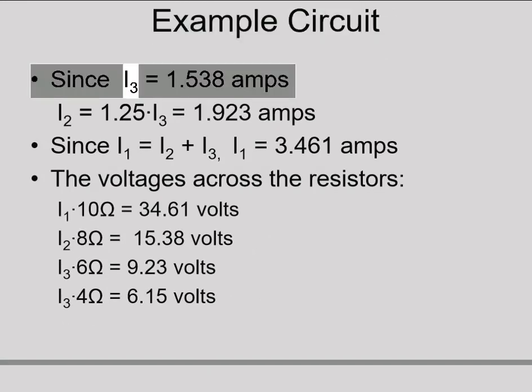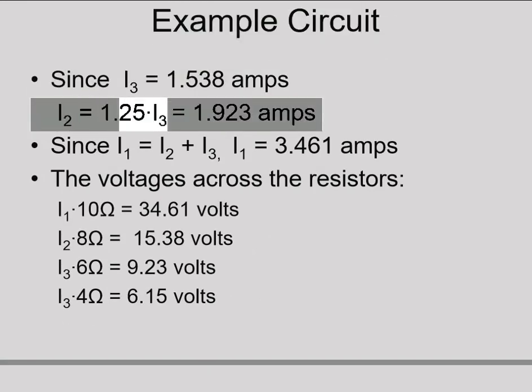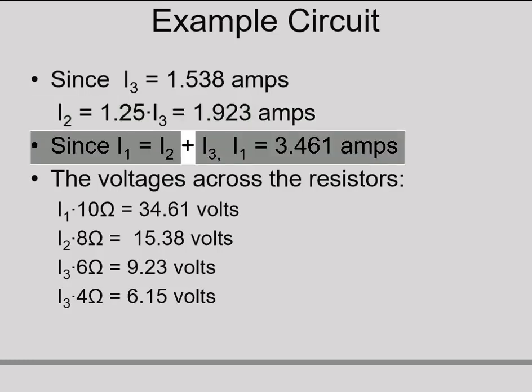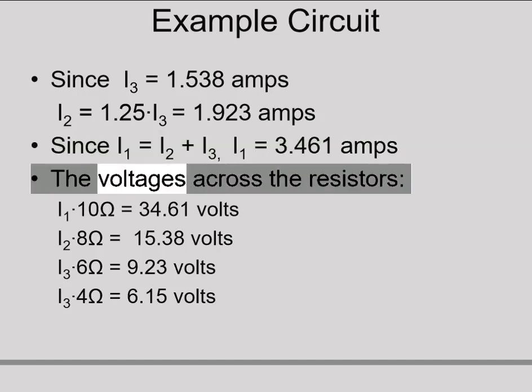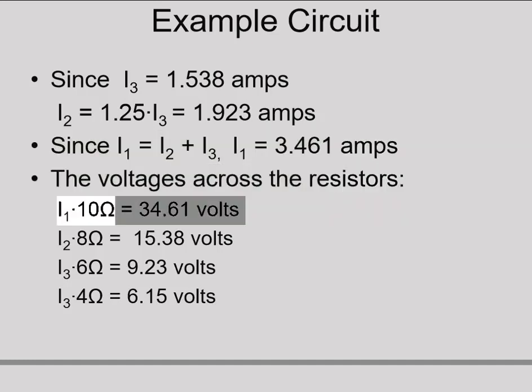Example circuit: since I3 = 1.538 amps, I2 = 1.25 I3 = 1.923 amps. Since I1 = I2 + I3, I1 = 3.461 amps. The voltages across the resistors: I1 10 Ω = 34.61 volts, I2 8 Ω = 15.38 volts, I3 6 Ω = 9.23 volts, I3 4 Ω = 6.15 volts.